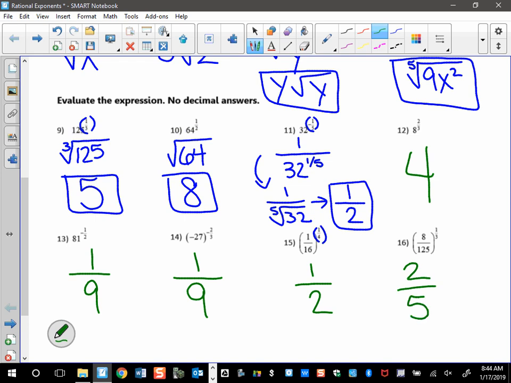With 14, it's really important you have the parentheses around the negative 27, because otherwise it's going to raise 27 to negative 2/3 and not the negative. So make sure if it has parentheses, you're typing the parentheses. We okay on that? Go ahead, turn the page. It's not very hard.